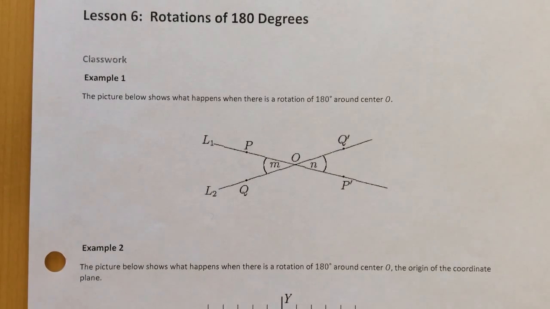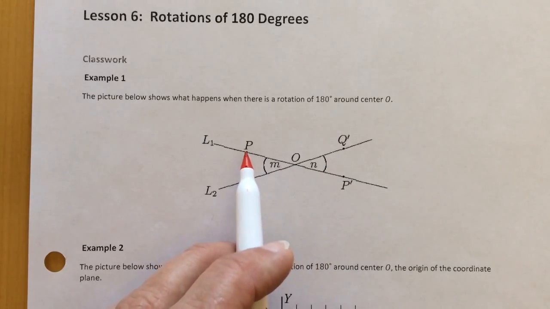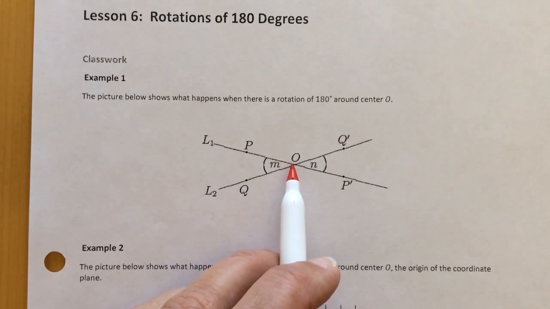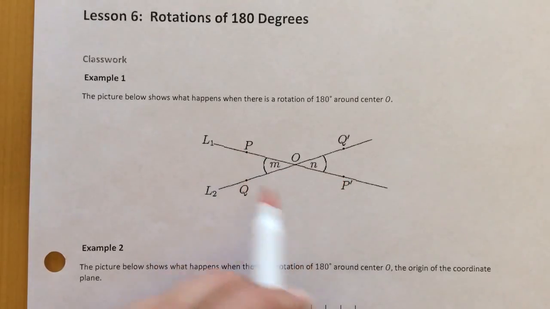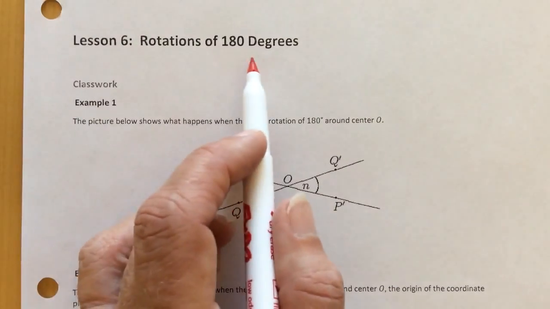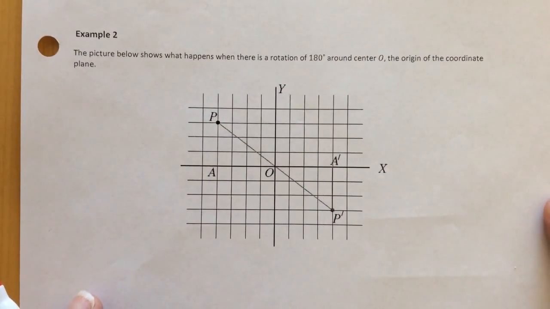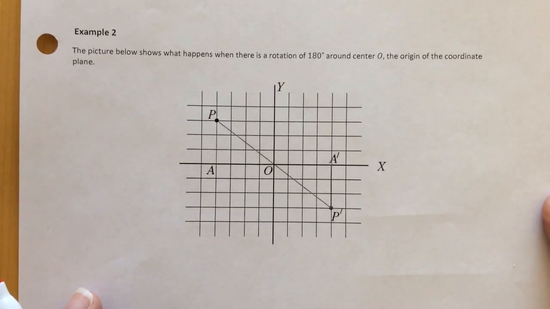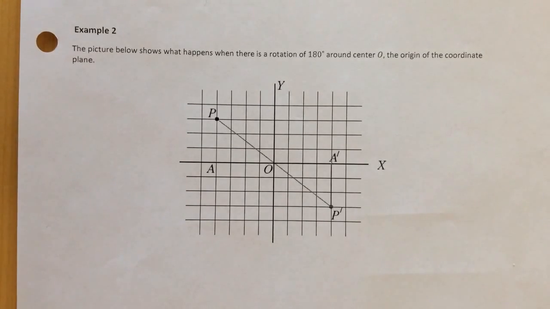Okay, so remember that fact that these 3 points, the point, the center of rotation, and the image of the point will be collinear when we're rotating 180 degrees. Only with 180 degrees is that true. Okay, so let's look at the coordinate plane. And this picture shows what happens when there is a rotation of 180 degrees around center O, the origin, on the coordinate plane.